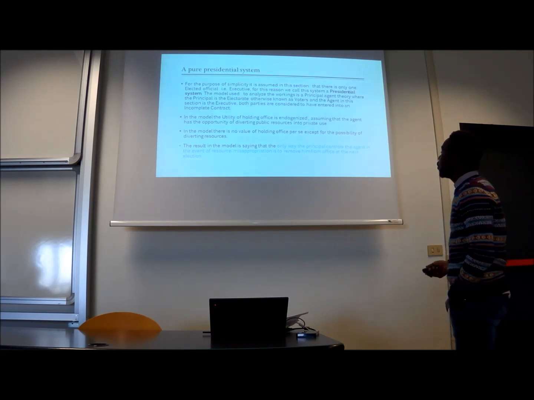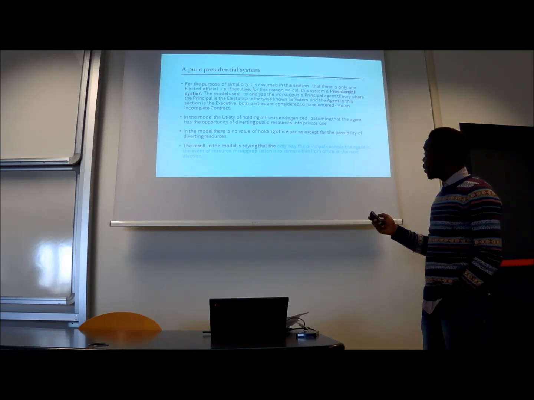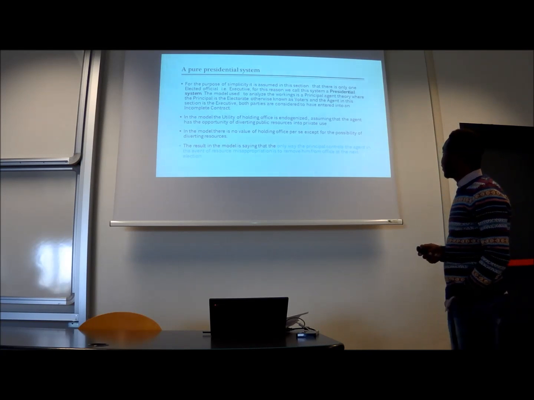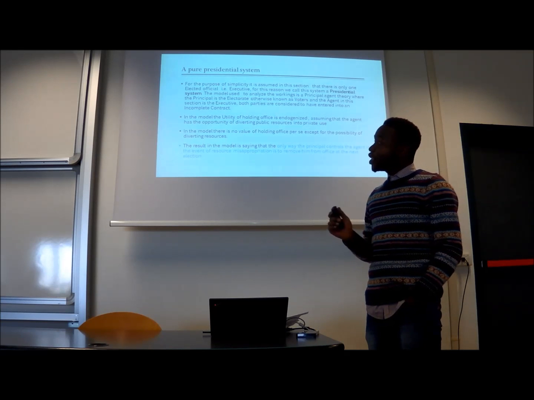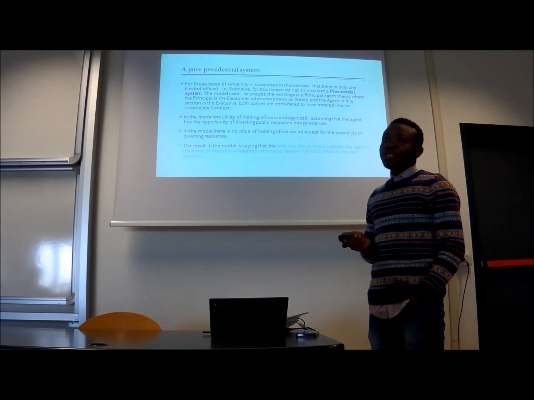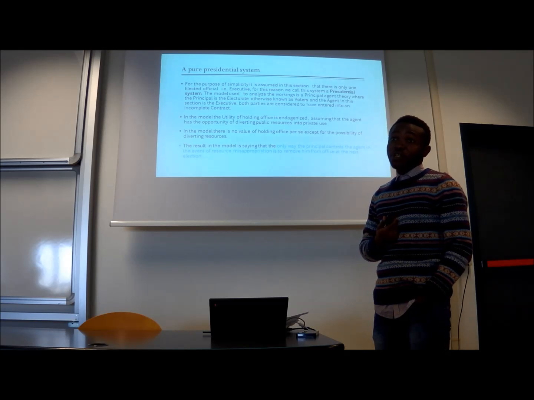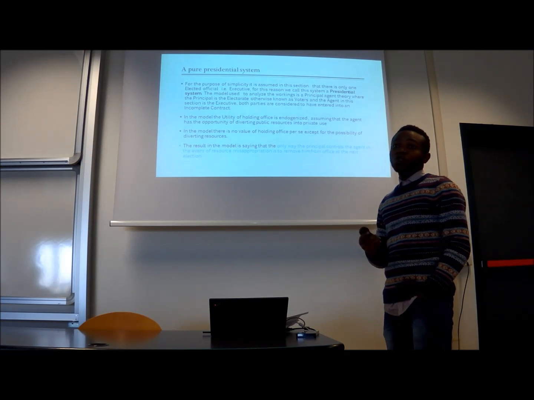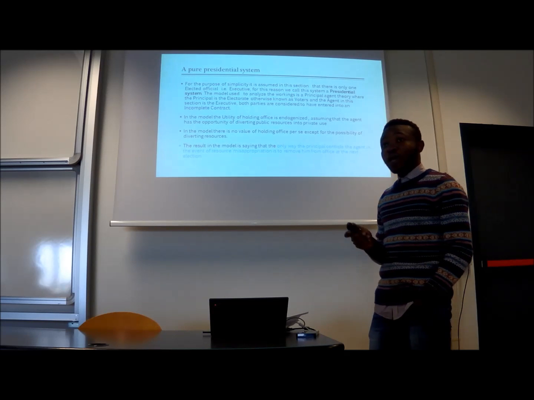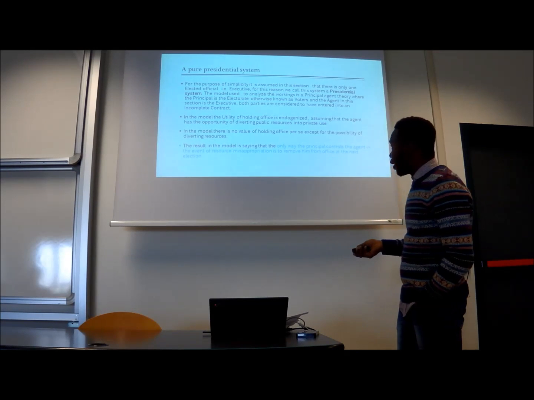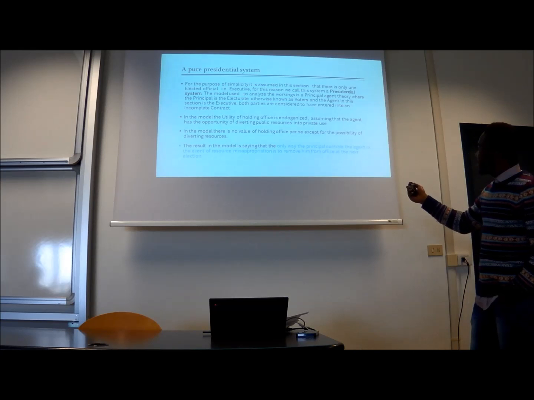Now in the model, the utility of holding office is endogenized, assuming that the agent has the opportunity of diverting public resources. The idea is that there has to be a payoff for the executive to handle power. Now we want to control the rent that the executive has, such that they do not overexploit the power they have. The result here is only the principal.